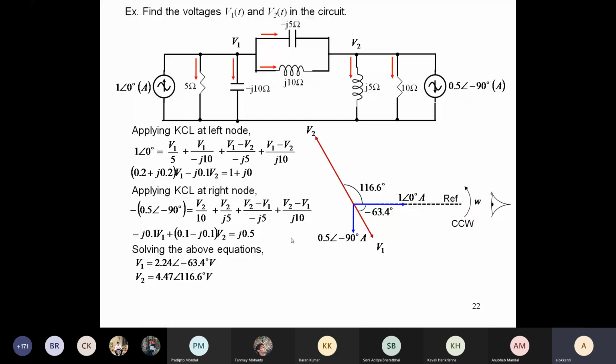So that was the thing asked of you: to solve the circuit and find out the voltages V1 and V2. And since this is AC, you will have to give the phasor that is represented in the form of a magnitude, and you have to give the magnitude and also the phase.